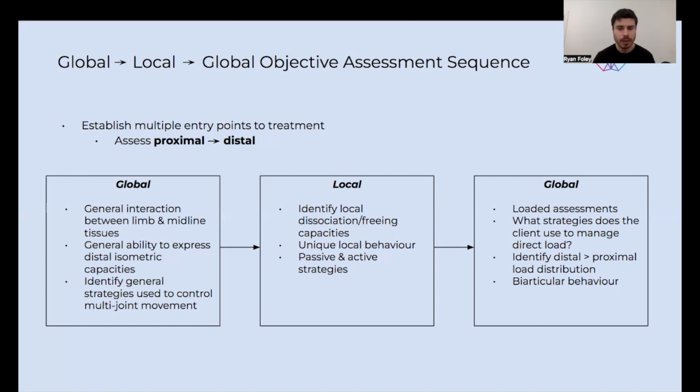Let's use low back pain as a quick example. Firstly, we want to try and organize our assessment to identify the general behavior of the midline relative to the lower limb by using certain assessment strategies.